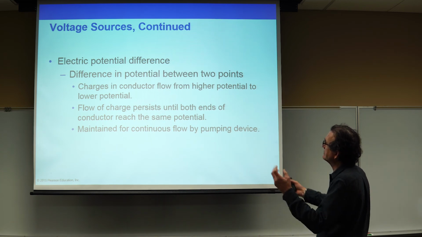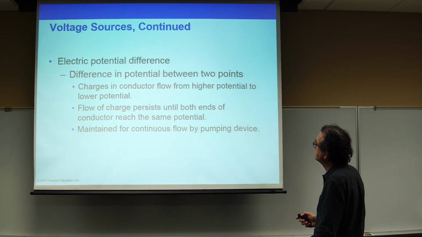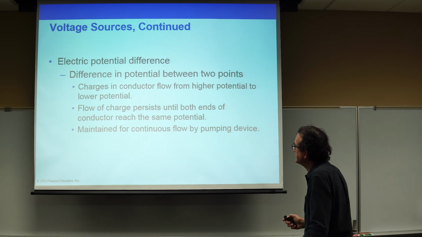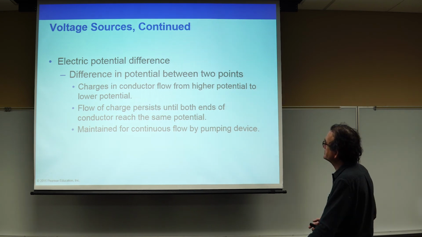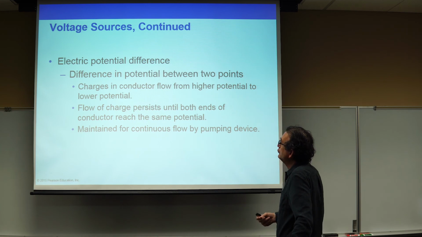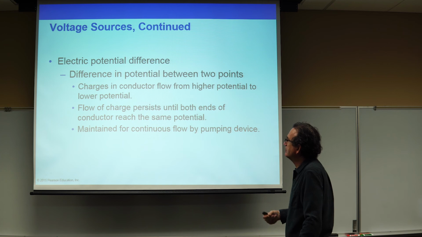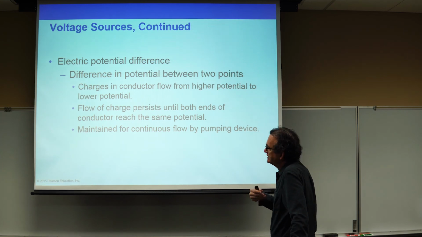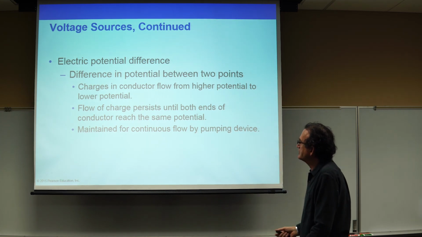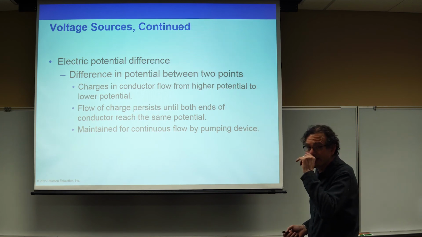And as a result, this is what will make an electric potential difference. And of course, on our batteries, they're labeled positive and negative for the same reason. Now, charges in a conductor will always flow from higher potential to lower potential, and the flow of charge will persist until both ends of the conductor reach the same potential. If you don't want that to happen, which is generally the case, we want the flow of charge to occur continuously without interruption, then we need to have a pumping device known as the battery in the circuit.